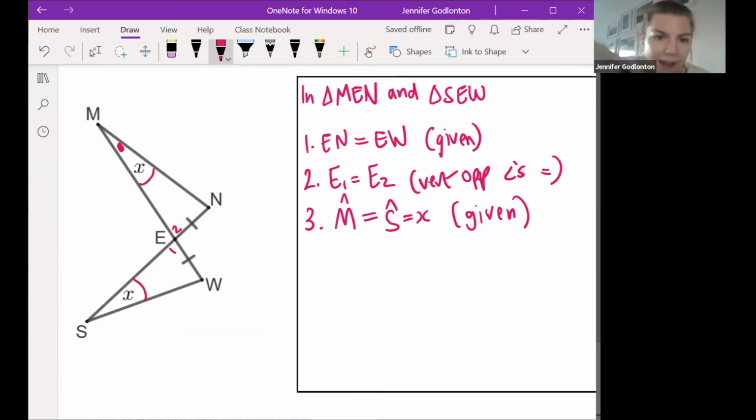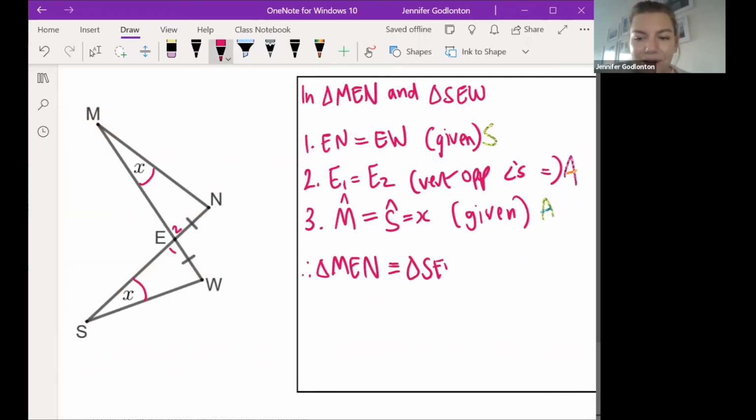Okay. So here we have a side, here we have another side, and oh no, sorry. Here we have an angle and then we have another angle. So what would our end statement have to be? We would say, therefore, triangle MEN is congruent to triangle SEW, and our reason is going to be side angle.